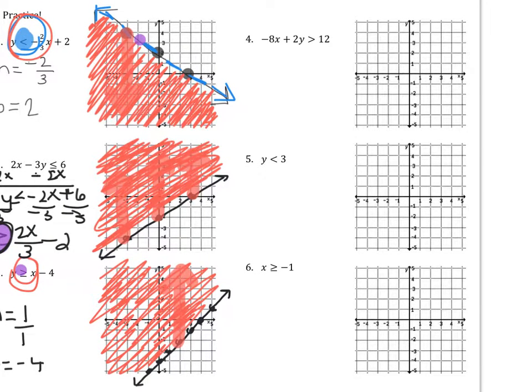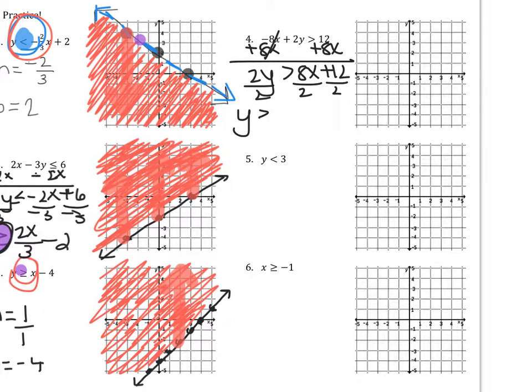So if we take a look at number 4, can I immediately graph it? No. Why not? Y is not by itself, so I got to add 8x to both sides. Hopefully you're so good at this you can do it in your sleep now. I'm now going to divide by 2 on everybody. So y is greater than 4x plus 6.